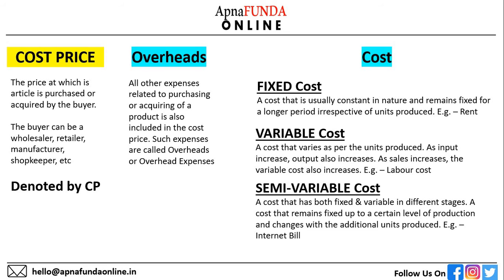The third cost is a semi-variable cost, a cost that has both fixed and variable elements in different stages. A cost that remains fixed up to a certain level of production and changes with additional units produced. Example, internet bill. Let's say you have an internet plan on your phone which says that you pay 500 rupees for a 3 GB plan, and once you consume 3 GB you will be charged 100 rupees for an additional 100 MB used. So such kind of costs are both fixed and variable.